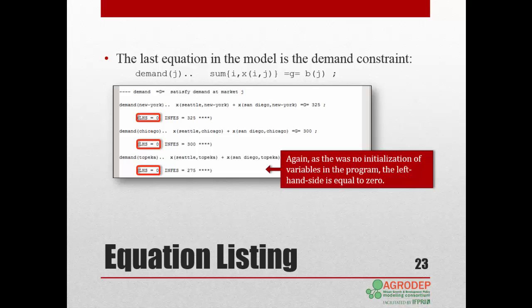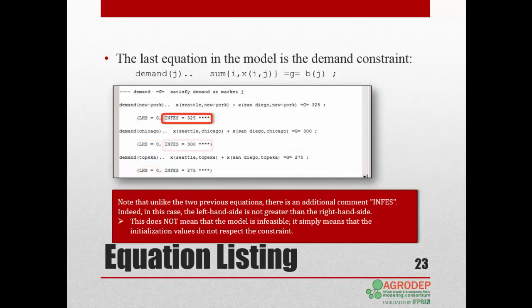Note that unlike the two previous equations, there is an additional comment in fees. This is because initially the left-hand side is not greater than the right-hand side. This does not mean that the model is infeasible. It simply means that the initialization values do not respect the constraint.